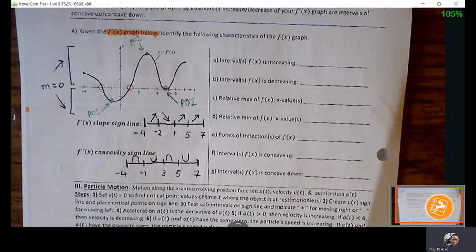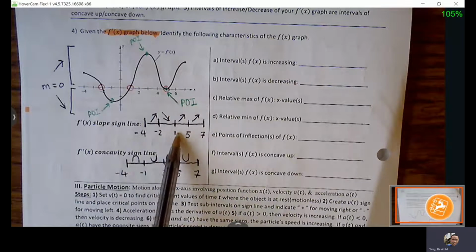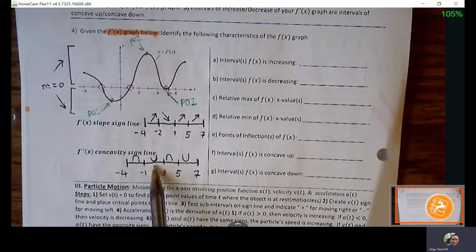So now that you have these slope sign lines and concavity sign line, these arrows and curvature give us a much better picture of what we expect from the original graph, right? We can expect the graph to be rising, falling to a relative min at 1, rising and rising again. And through these points, we can also visualize how the curvature of the graph is being experienced by the graph.